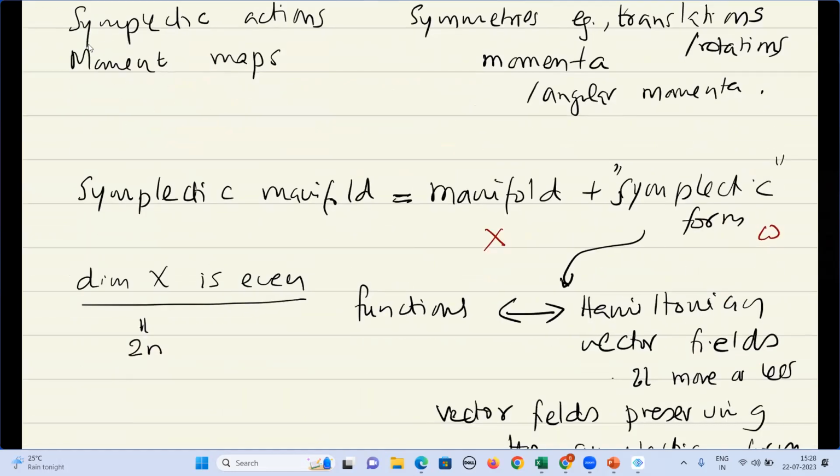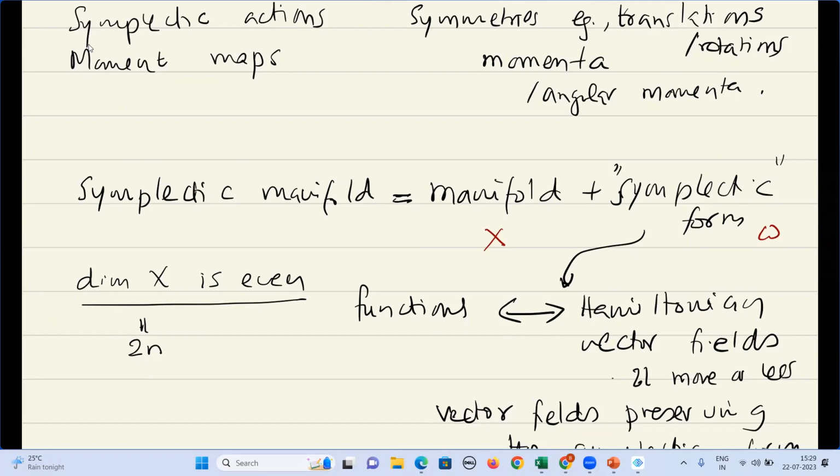So a symplectic manifold is a manifold together with a symplectic form. It's a two form, and beyond that I will not say anything. It's a non-degenerate closed two form. So if you don't know what that means, just take that as a black box. It is a fact that the dimension of a symplectic manifold is even. So I'm calling it 2n.